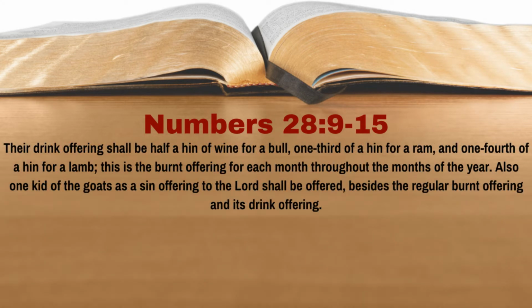Their drink offering shall be 1/2 a hin of wine for a bull, 1/3 of a hin for a ram, and 1/4 of a hin for a lamb. This is the burnt offering for each month throughout the months of the year. Also 1 kid of the goats as a sin offering to the Lord shall be offered, besides the regular burnt offering and its drink offering.